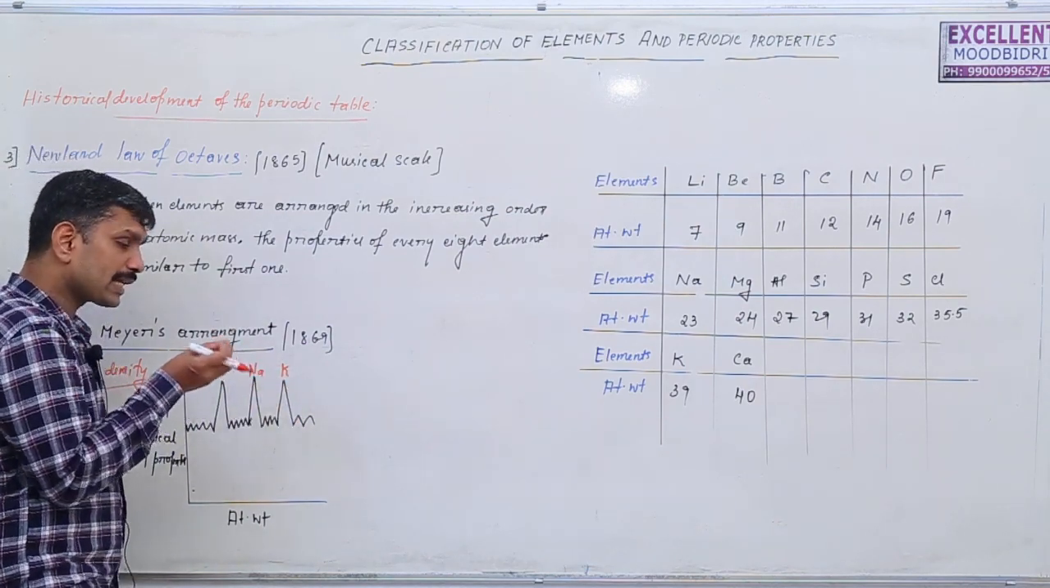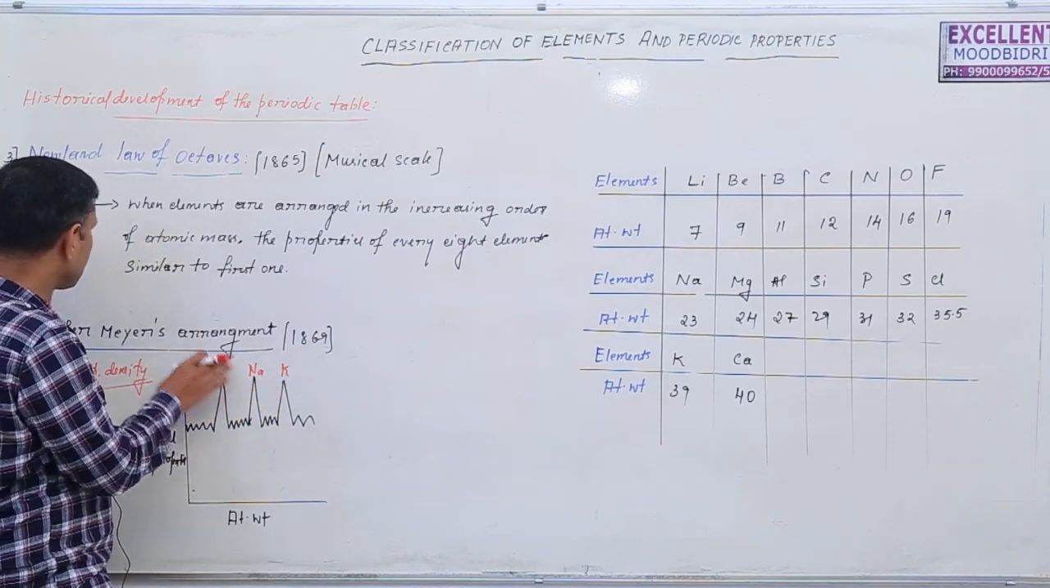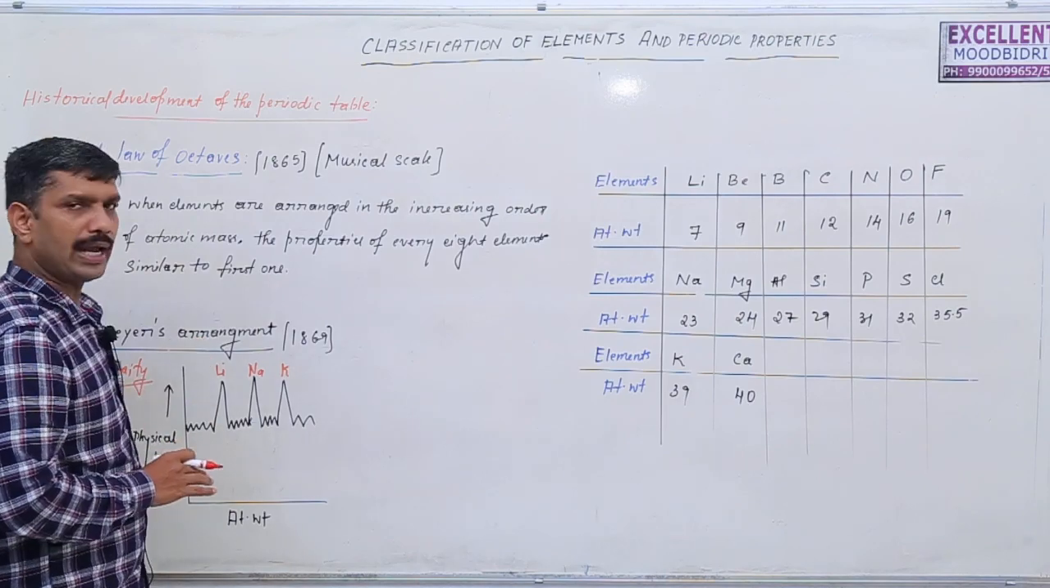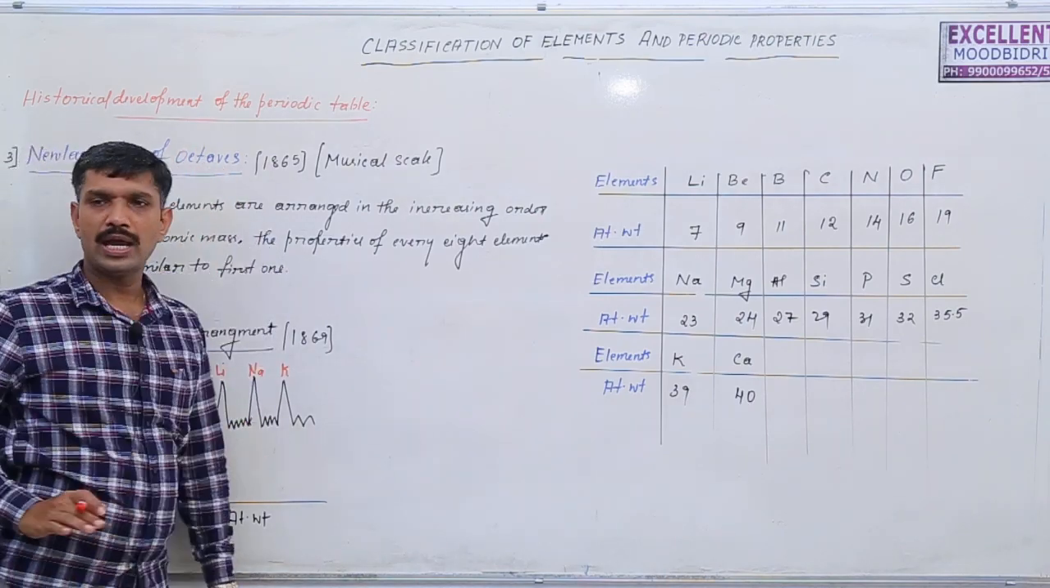But those elements which exhibit a similar property occupy the same positions in the graph. So this is about the importance of the Lothar Meyer arrangement. So this is about Newlands' law of octaves and Lothar Meyer's arrangement.